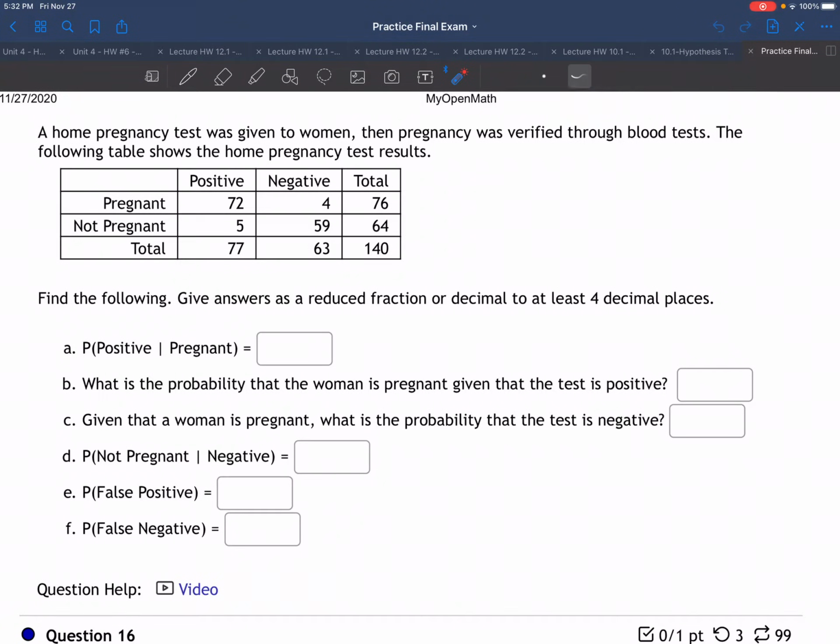Welcome to an example in which we're looking at test results for pregnancy. A home pregnancy test was given to women. Then pregnancy was verified through blood tests. The following table shows the home pregnancy test results.